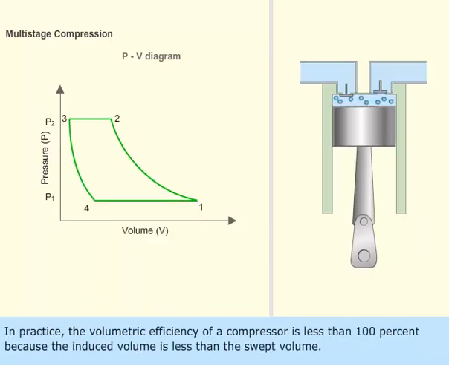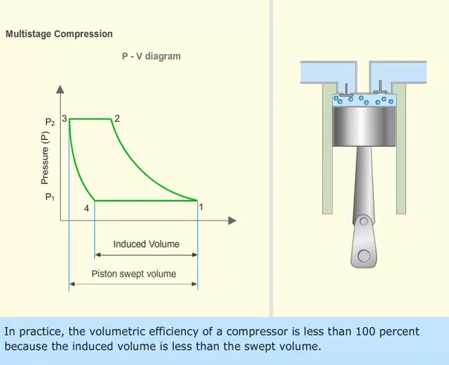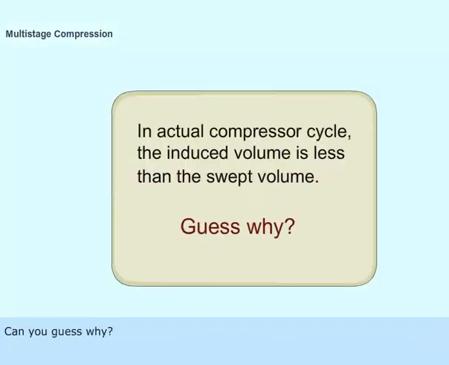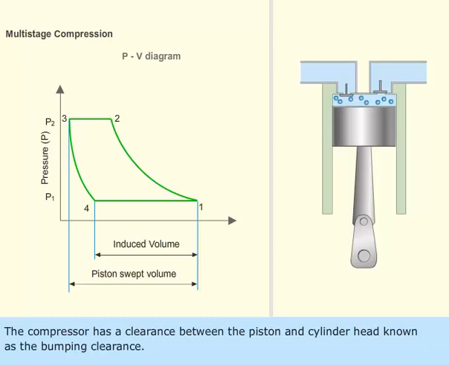In practice, the volumetric efficiency of a compressor is less than 100% because the induced volume is less than the swept volume. Can you guess why? The compressor has a clearance between the piston and cylinder head known as the bumping clearance.